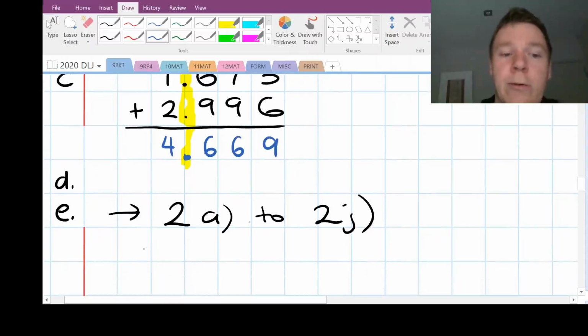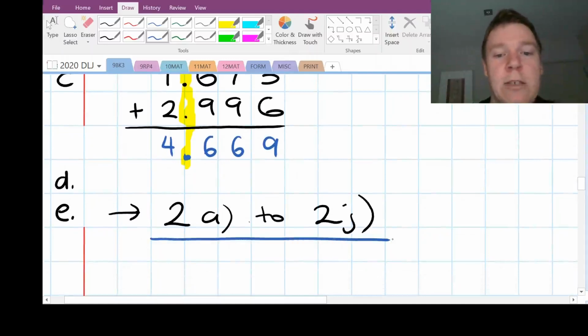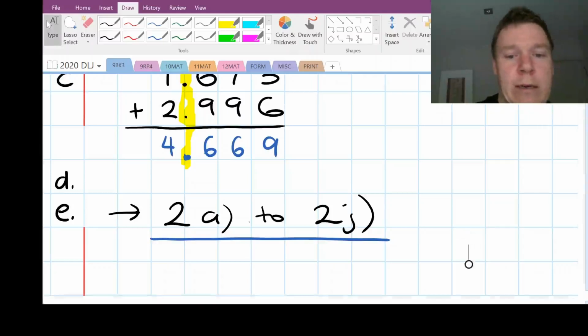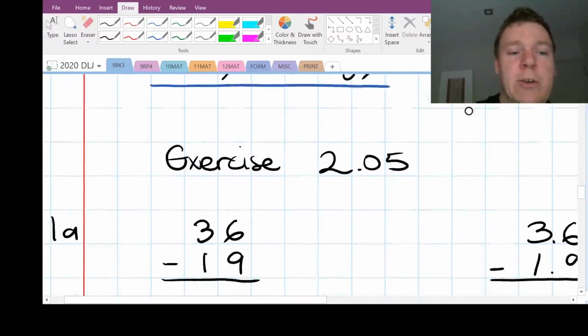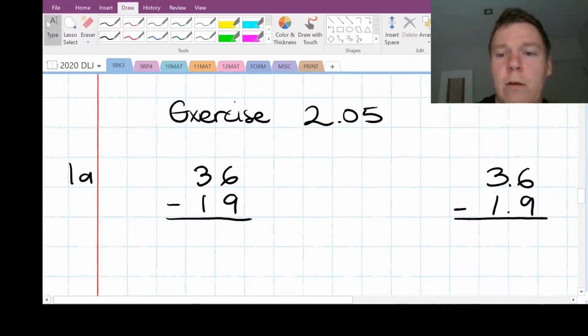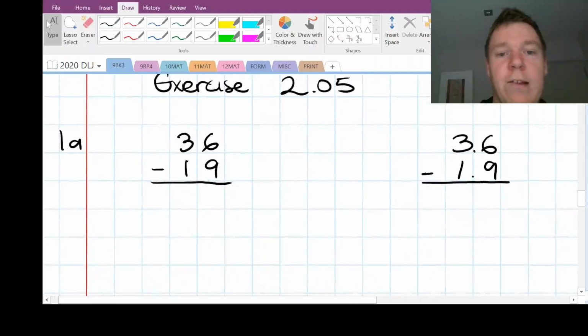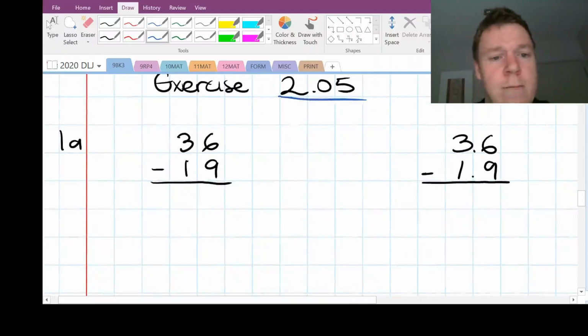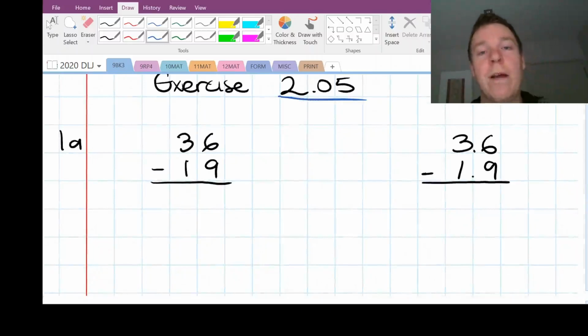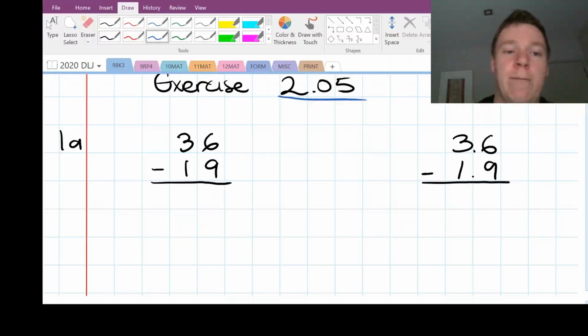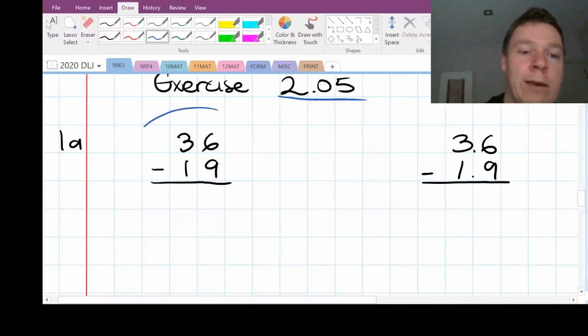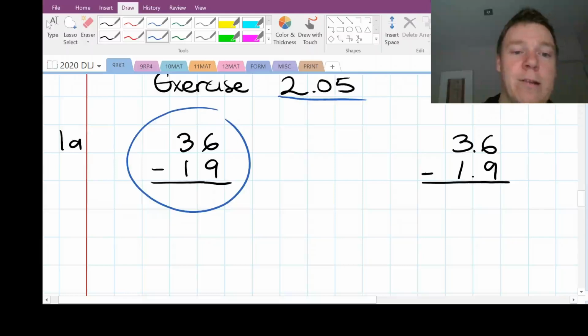So if you wanted to do a little extra on that exercise, you could go through 2a to 2j, but we're going to move on to subtraction. All right. So this is exercise 2.05. Subtraction and addition generally always follow the same rules. So in the same way that we could just add problems like this together, we can subtract problems like this.